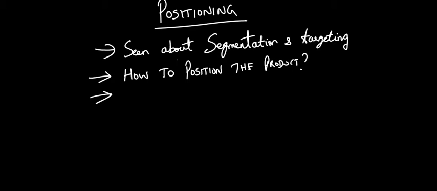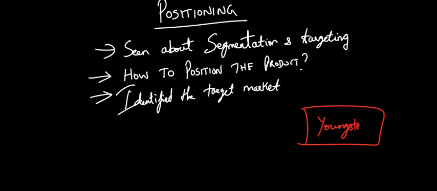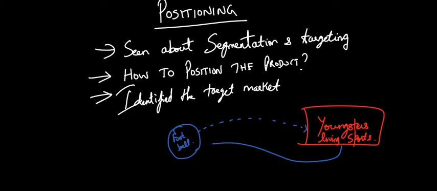In other words, to make it more simple, you have identified the target market. For example, you have identified the market of youngsters loving sports. Now you have a product, maybe a football. You have identified this market. You need to create maybe a position in the youngsters' mind that this football will be useful for their purpose. So, how to do this?